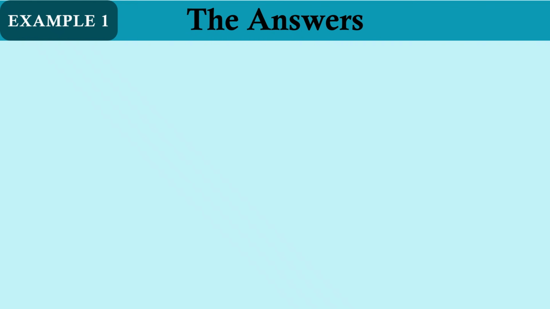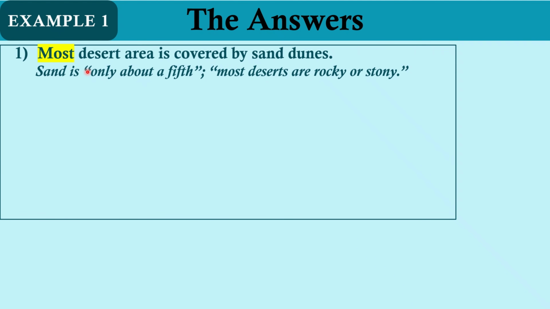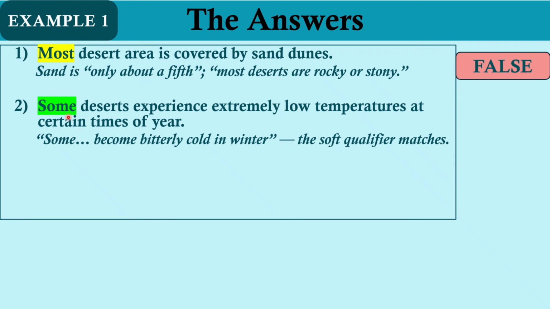Let's check your answers. Statement 1. Most of the world's desert area is covered by sand dunes. The passage explicitly says sand covers only about a fifth, and that most deserts are rocky or stony. The statement's use of most directly contradicts the text. So the answer is false. Statement 2. Some deserts experience extremely low temperatures at certain times of year. The passage notes that some become bitterly cold in winter. The soft qualifier matches the text perfectly, so this is true.